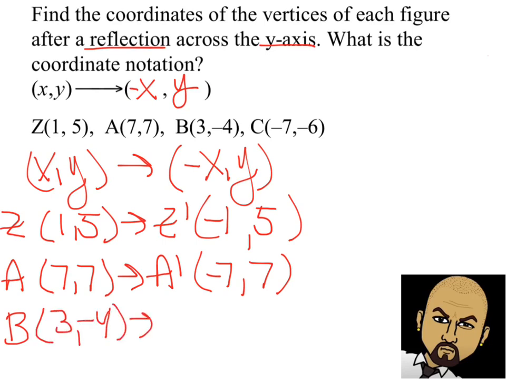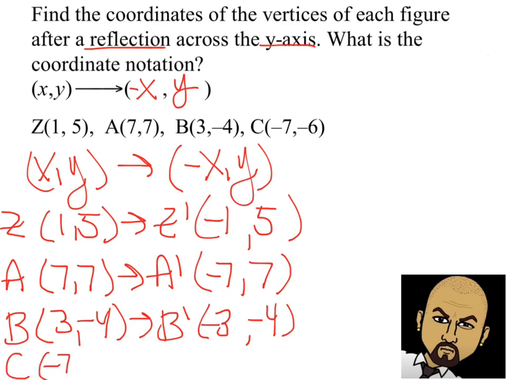All right, let's do vertex B. We're going to figure out what B prime is. Reflection across the y-axis: the y value is -4, so it's going to stay the same. The x value is 3, and because it becomes the opposite, it's going to become -3.